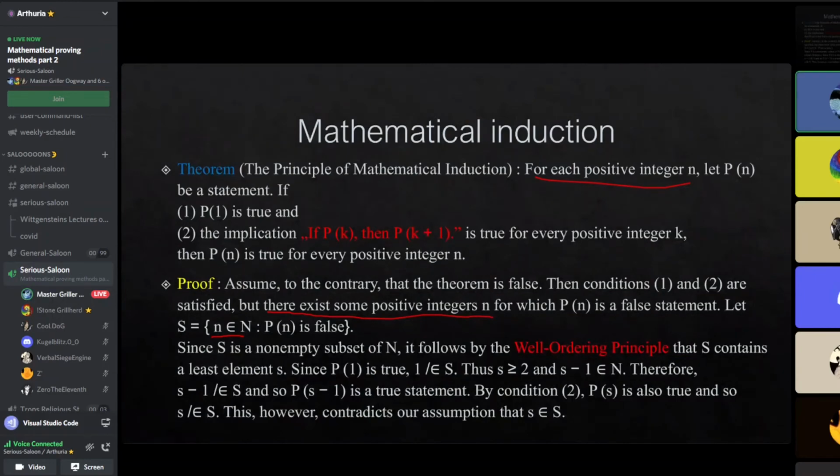We will denote the least element of our big S, the big boy S, as the small s. I will always say big S and small s when I'm speaking, just to explain the notation here. Since we know that P1 is true from the conditions, from the statement we're trying to prove, then we necessarily know that 1 is not an element of S.